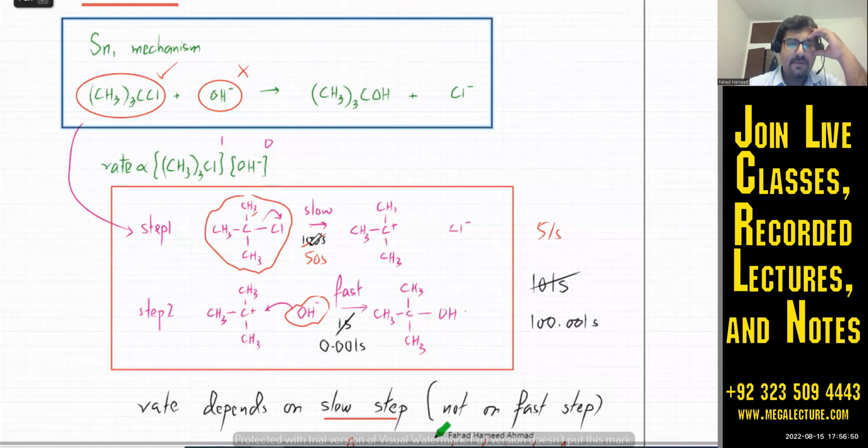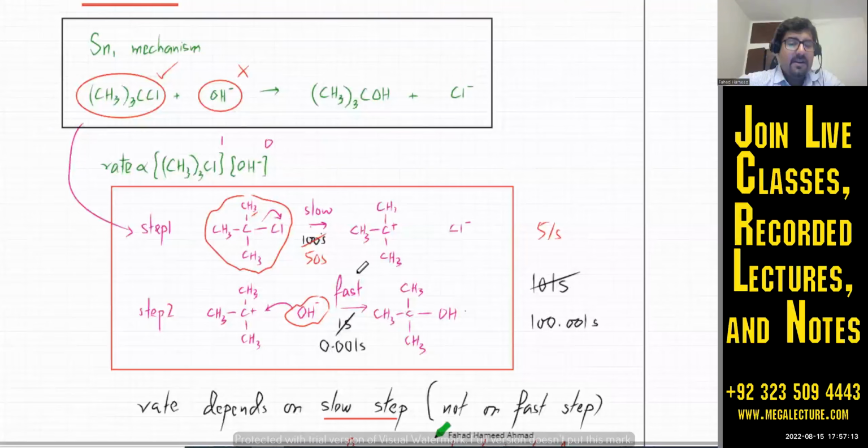The first thing that happened was that the Cl broke off and formed Cl minus ions. In the next step, the carbocation was formed. And then the OH ions came in, reacted, and formed the alcohol. So it was a 2-step displacement reaction. And I told you that the first step was the slow step. The second step was the fast step.